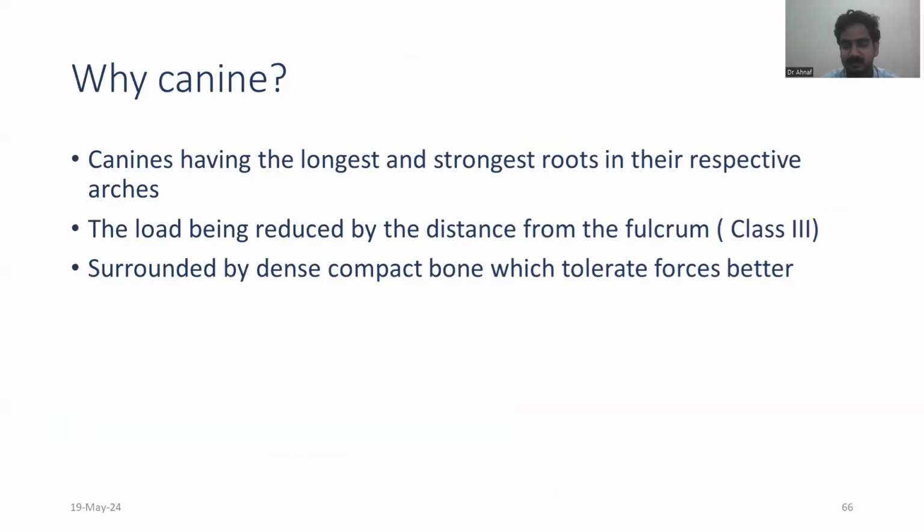So why canine? Why only canine in contact? Why not other teeth? Because the canine has the longest and strongest root in its respective arch. And since it is away from the TMJ, it acts as a class 3 lever, the load being reduced because the distance from the fulcrum is very long. Since the canine is situated in the anterior region and is far away from the TMJ, it acts as a class 3 lever and the amount of load will be reduced due to the distance.